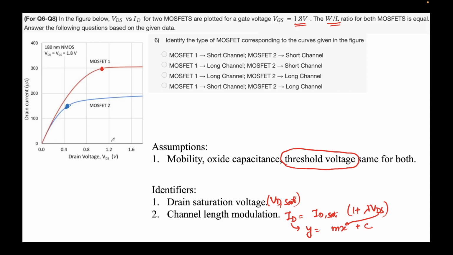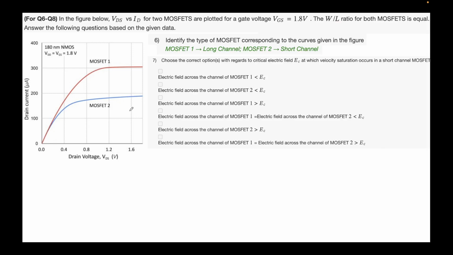Secondly, the drain saturation voltage, everything else remaining the same, if they are grown on the same substrate with the same doping. This much difference in the VDSATs as well as the channel length modulation gives an indication that MOSFET 1 is the long channel and MOSFET 2 is the short channel. Again, I am assuming all other things remain the same. Just by looking at the plot, the two different things are VDSAT, denoted by these dots, and the channel length modulation, where there is a slope in the saturation current. It's much higher there, which is more prominent in devices with short channels.